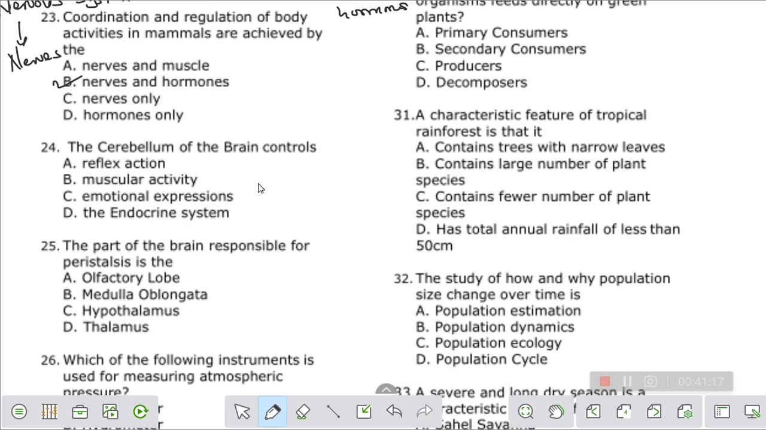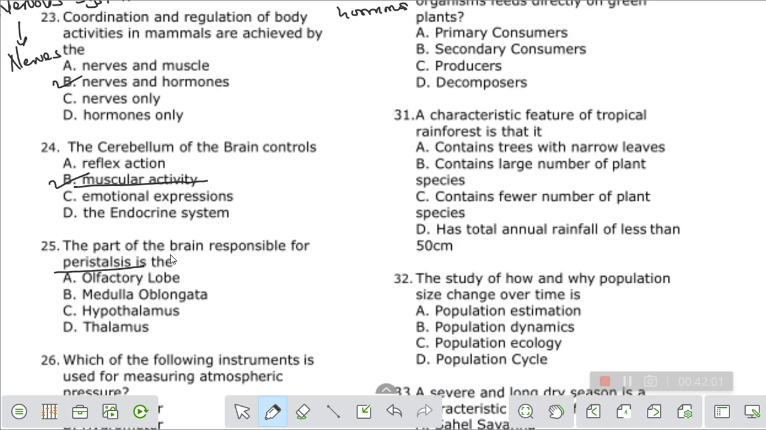Now the part of the brain responsible for peristalsis. What's the meaning of peristalsis? That's the first thing you need to ask yourself. Peristalsis is the movement of muscles that line your GIT. For example, when you swallow food, you notice that your food is going on its own. It's actually by the process of peristalsis, right? So you can see that it's an involuntary action. Which part of the brain is responsible for that?